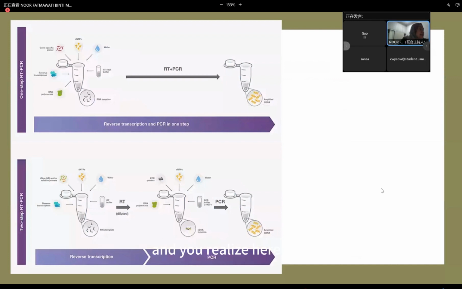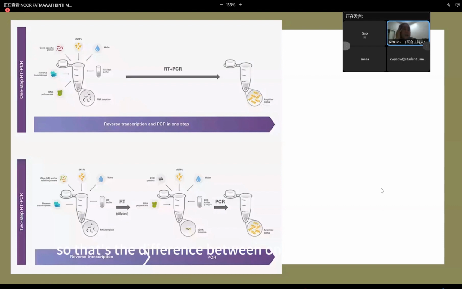And you realize here that for one step, you have one tube containing everything. You have your reverse transcriptase and your DNA polymerase inside there. But if it's two step, you have to convert your cDNA in a different tube. So you have your cDNA tube, and then once that cDNA is ready, you transfer it into the reaction mixture tube to be put inside the machine to run the PCR.